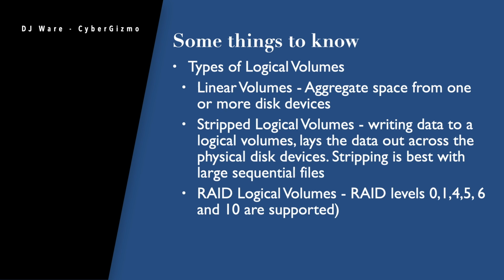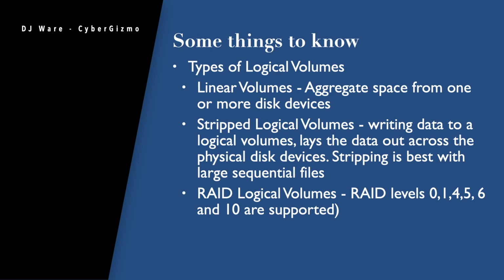So the first one is a linear volume. That's the aggregate space from one or more disk drives. So just think of it as just a bunch of disks. You're just piling them all in, throwing them into a logical volume group, and now you have all this space there from all those drives.